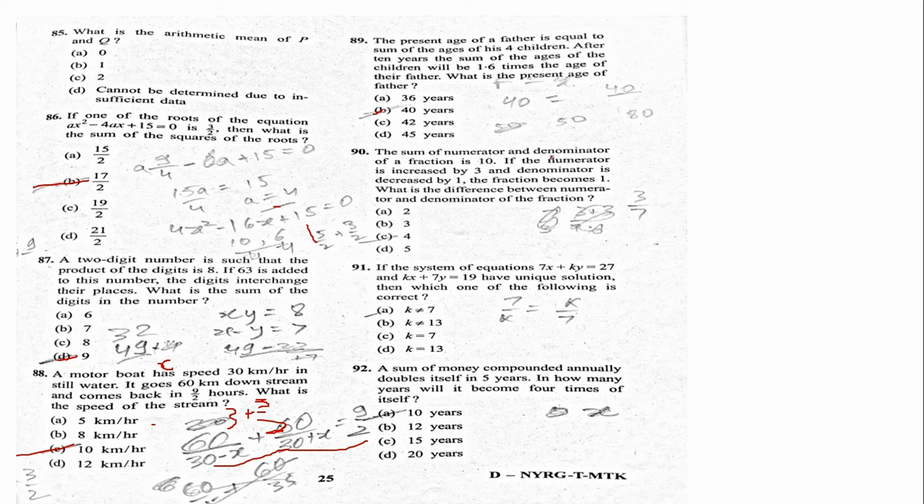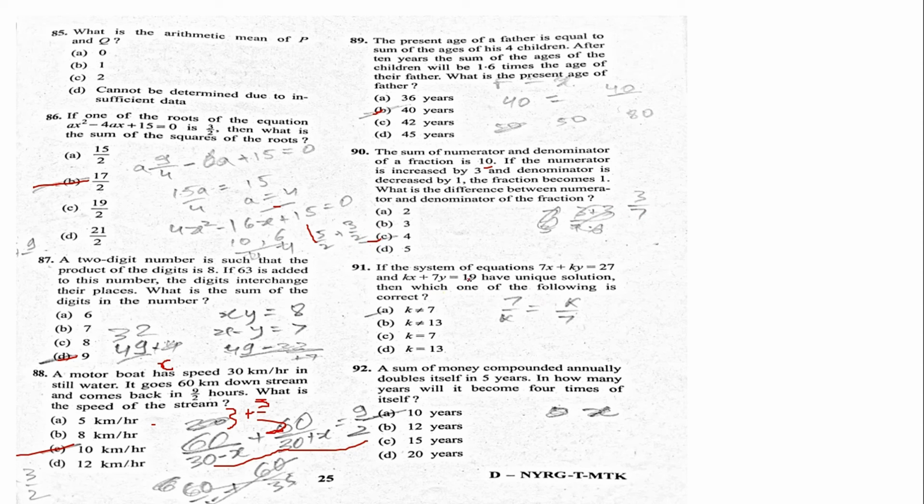Now coming to the question: the sum of numerator and denominator of a fraction is 10. So you can think of it as 3 by 7. It is also given that when you increase the numerator by 3, so 3 increased by 3 will be 6, and the denominator is decreased by 1, so 7 minus 1 will be 6. So this fraction becomes 1, since 6 by 6 becomes 1. And now it is asking the difference, so 7 minus 3 will be the obvious 4.